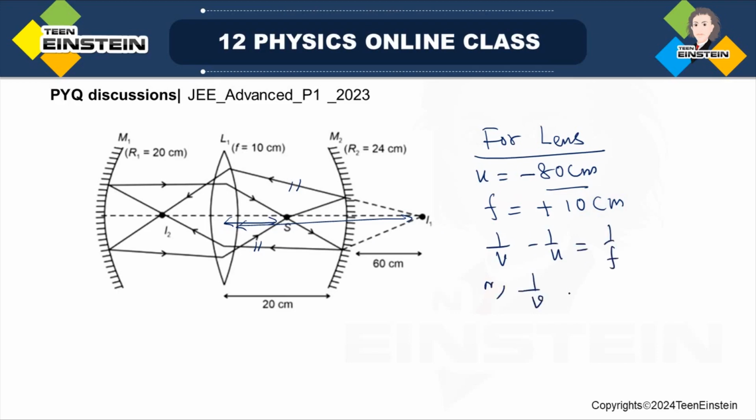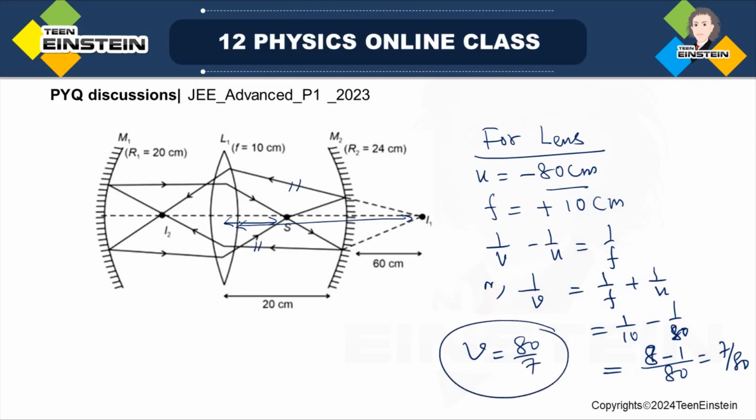So 1 by V will be 1 by F plus 1 by U. So 1 by F is 1 over 10, and this will be minus 1 over 80, right? So what do you get? This is 80, and this is 8 minus 1, so it is 7 by 80. Which gives you the value of V, that is the image distance, or the distance of the image formed by the lens. Okay, that means this I2 is the second image which is formed by the lens.